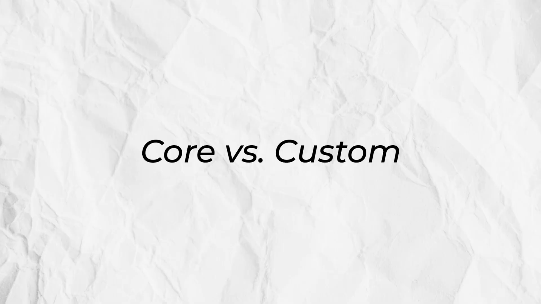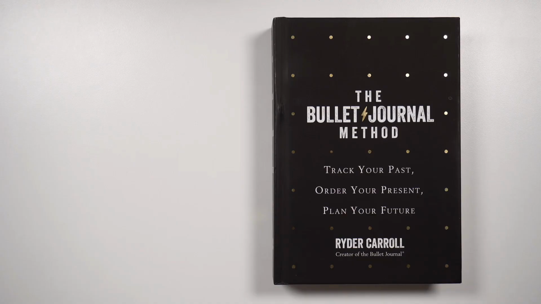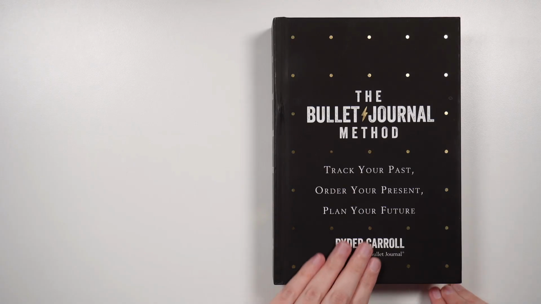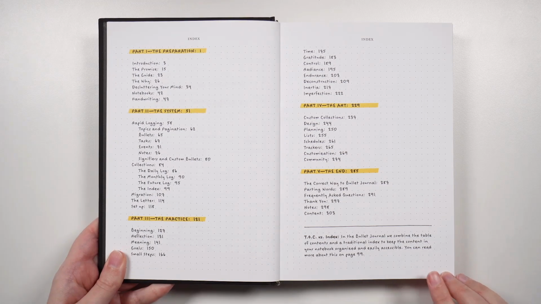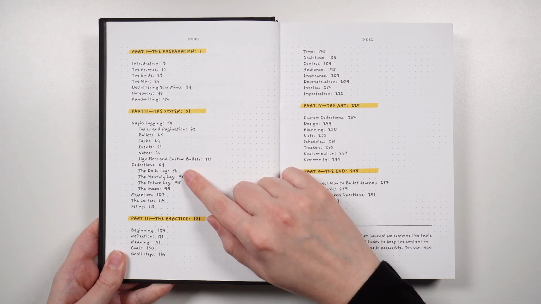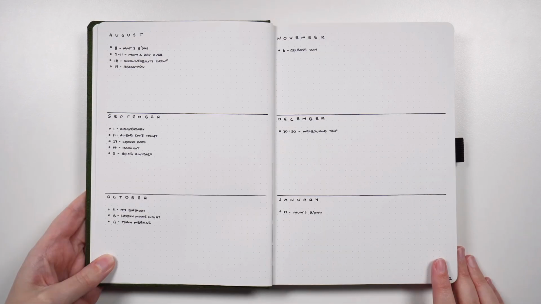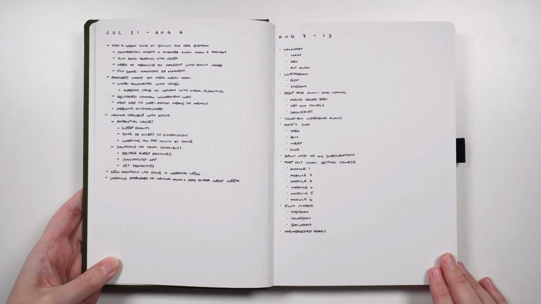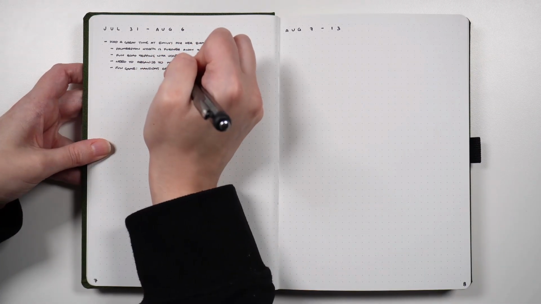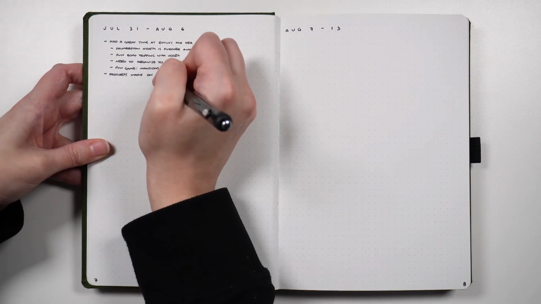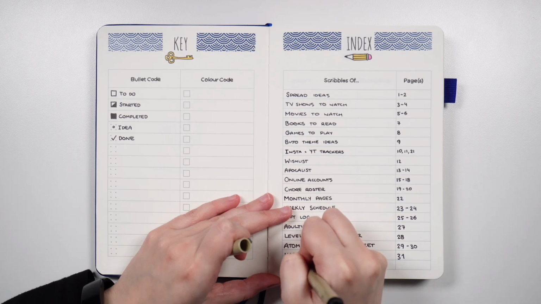To help us consider collections more deeply though, it's good to think about the two different types of collections: core collections and custom collections. Core collections are the ones given to us in the original bullet journal method, and we can consider them kind of as the backbone of the bullet journal system. There are 5 core collections, and those are the index, the future log, the monthly log, weekly log, and daily log. Each of these collections has a specific function within the bullet journal system, helping us to record information on different time frames, and then helping us to find those entries after the fact.